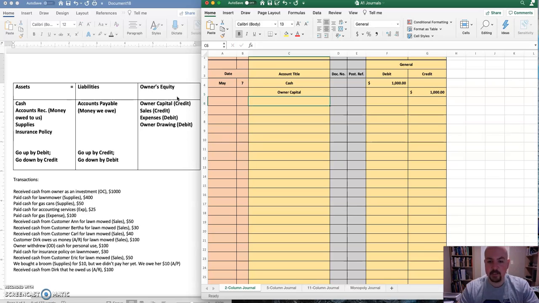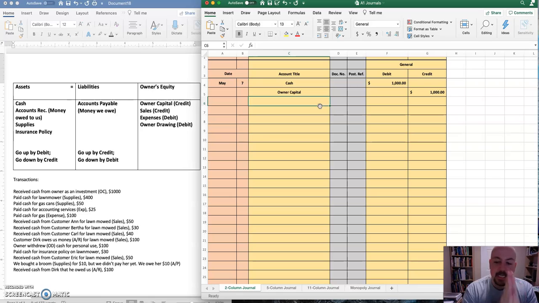So what happened in our business? Owner capital went up by $1,000. Cash went up by $1,000. So cash gets a debit of $1,000. Owner capital gets a credit of $1,000. And that will bring us to the other major thing we have to know.